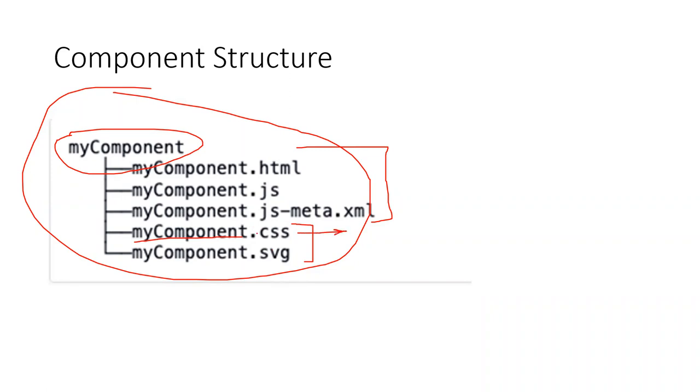If you add the CSS, you must add at least one style in it. If you don't, you'll get an error while deploying the component. Similar with SVG. If you don't add anything inside your SVG, you will get an error. SVG is used for creating custom icons for your Lightning Web Components. We will see how to use this SVG and how useful it is.